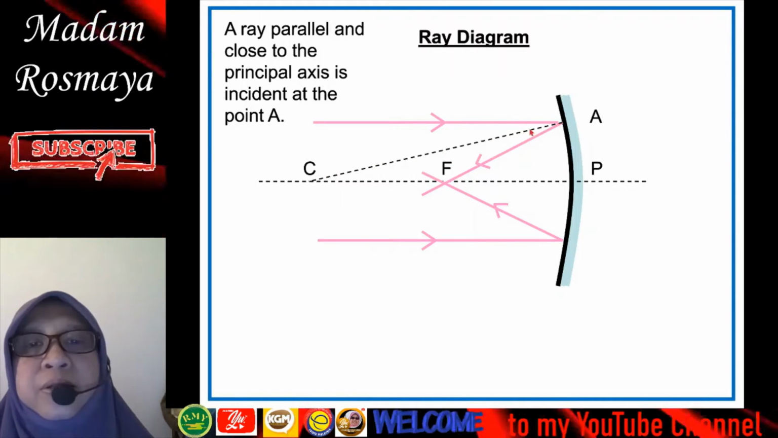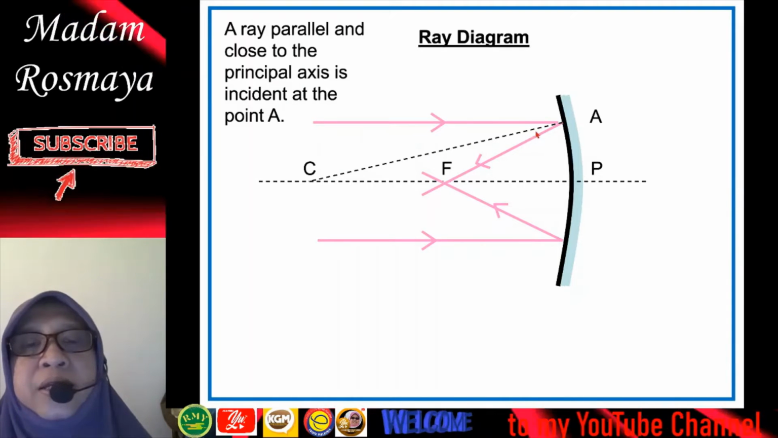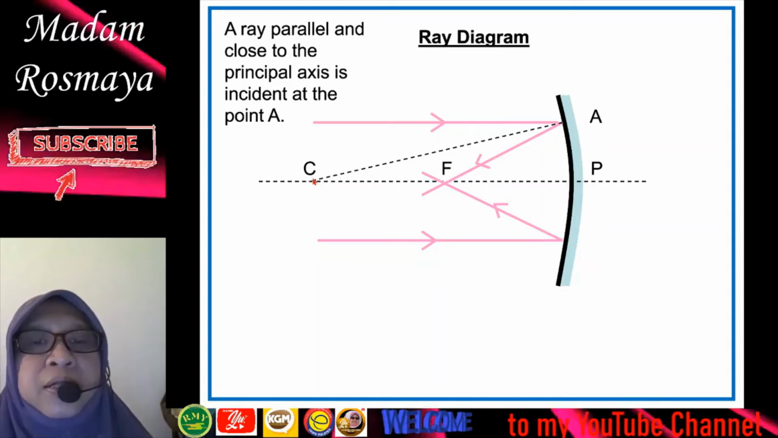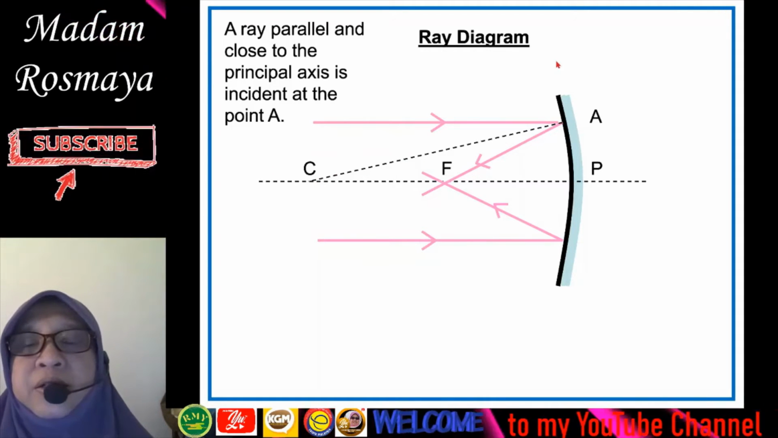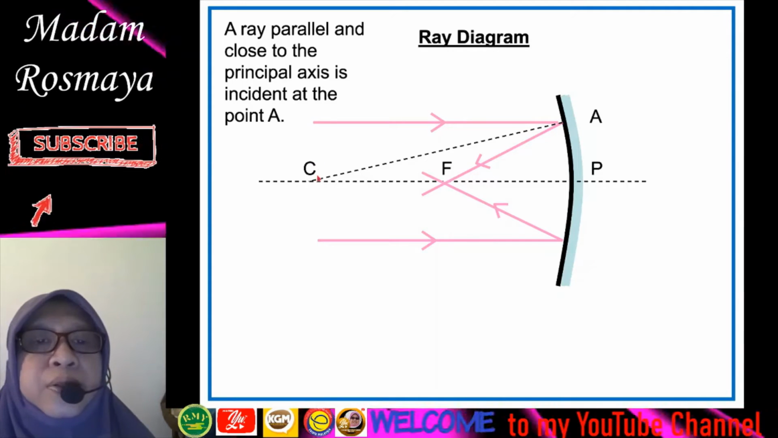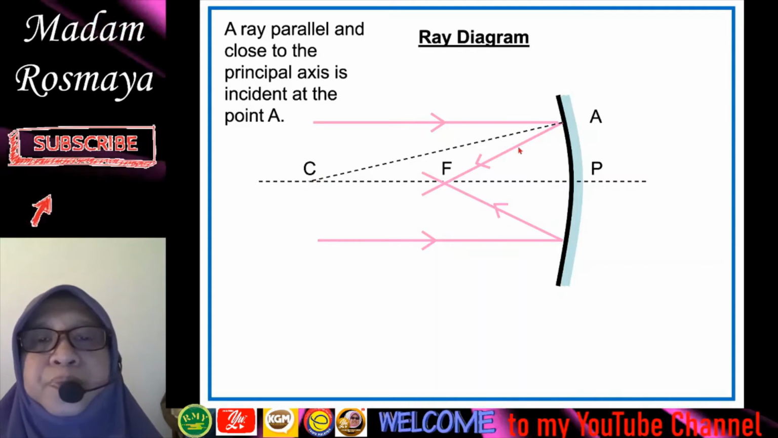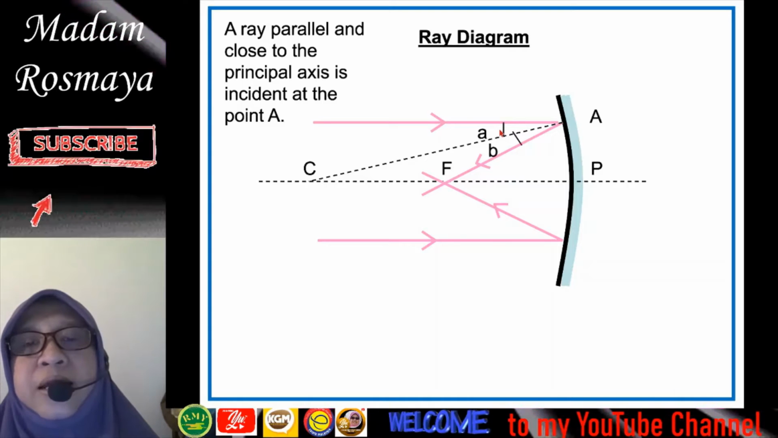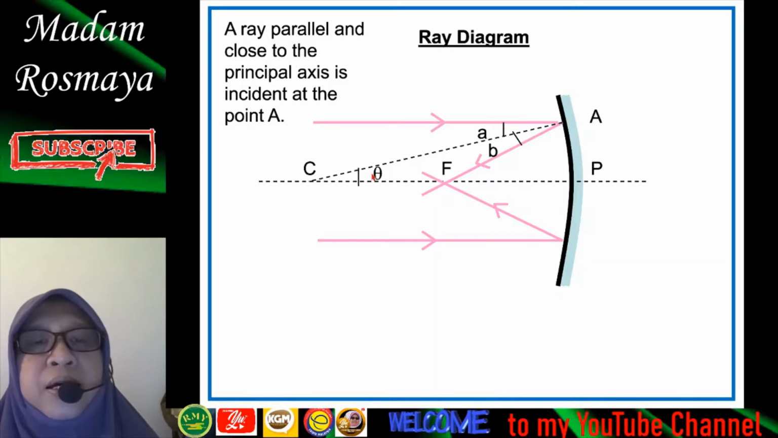And this is the normal to the curved mirror. So the line here is from the center of the curved mirror. Imagine the curved mirror forms a big circle or sphere. So the C here is the center of that sphere. So let's say the angle here A, the angle here B, and the angle here theta.